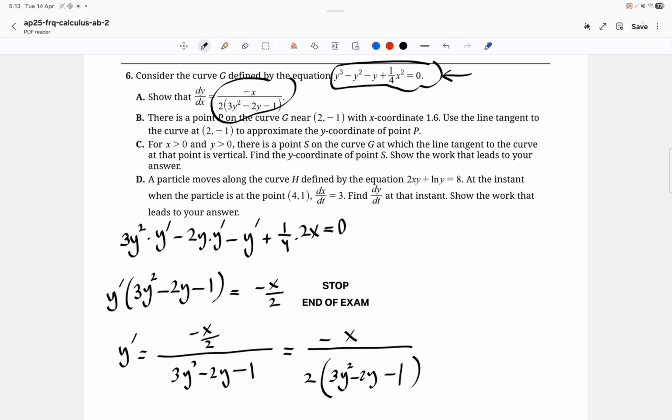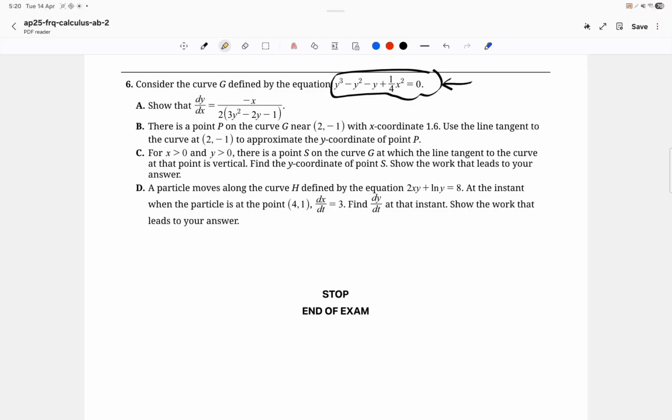Not sure. Part B. Honestly, the only problem is AP told us every. Okay.